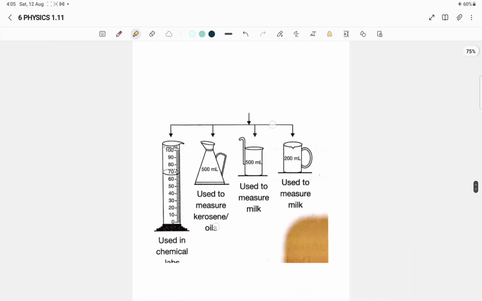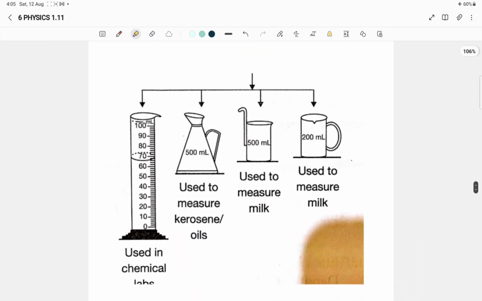See here, some diagrams are there. By using these measuring jars we can determine the volume of liquids. In the first diagram, observe, this measuring jar has some readings. So by using this measuring jar we can determine the volume of liquids in milliliters. Next figure: here 500 milliliters, nothing but half liter, 1/2 liter. By using this jar we can measure kerosene and oils.